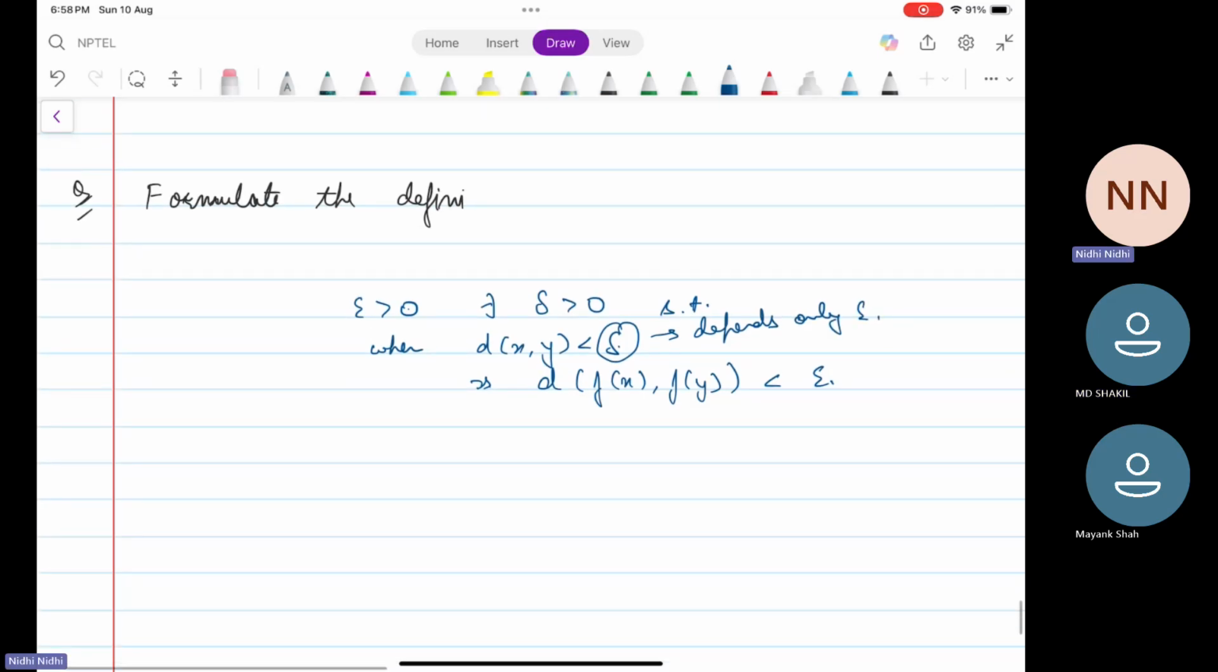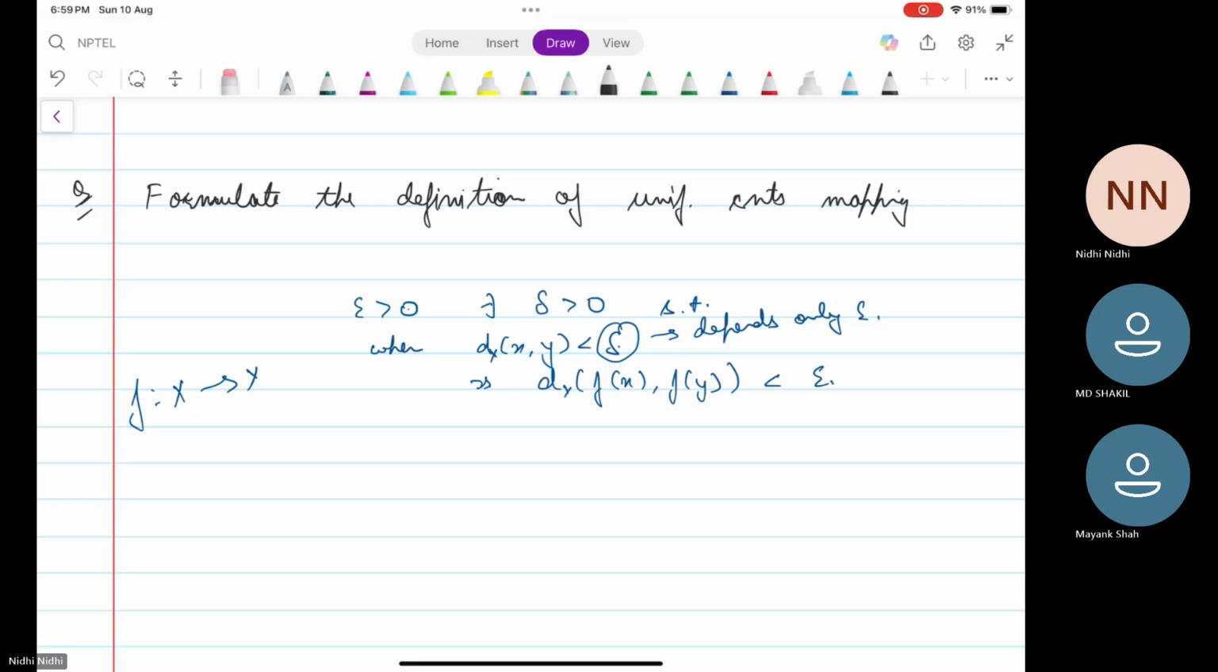Good. So here, if the function f was from x to y, this is the metric with respect to y, and this is with respect to x. Definition of uniformly continuous mapping between two metric spaces x and y.